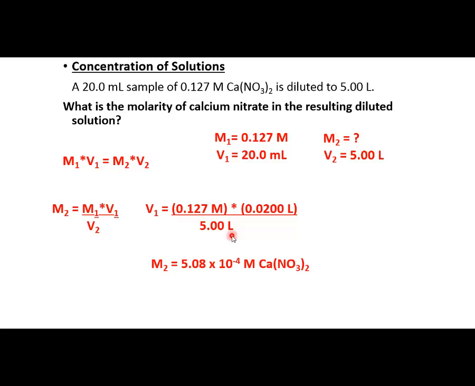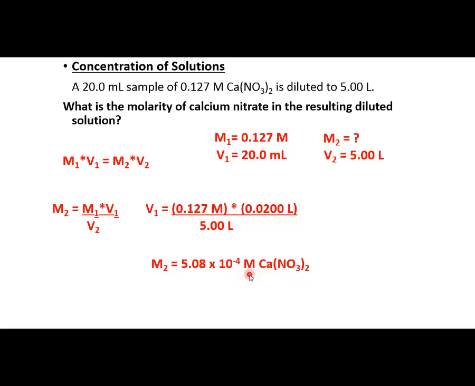So if I go ahead and solve for the final molarity for this solution, I end up with a molarity of 5.08 times 10 to the negative 4th molarity of calcium nitrate. It's such a low concentration because my concentration was somewhat low to begin with, and I diluted to a fairly large volume of 5 liters when I only had 20 milliliters to begin with. So I'm really not surprised that I have such a small molarity here with the dilution. Now that's the molarity of the formula units in the solution of calcium nitrate.